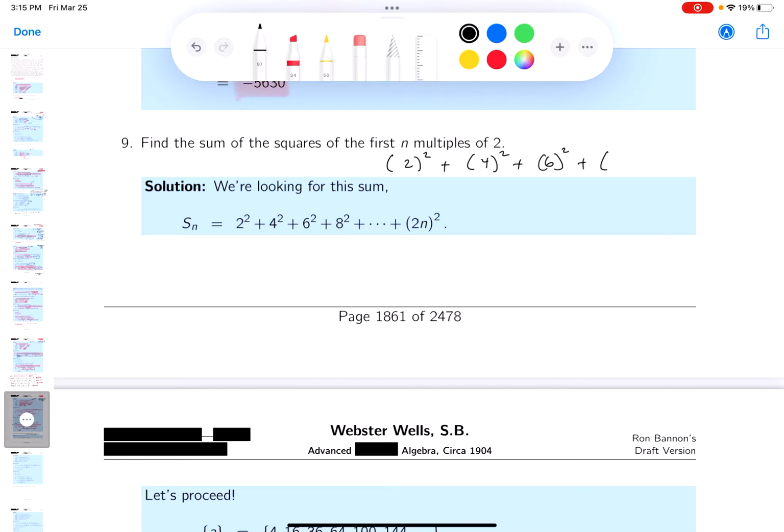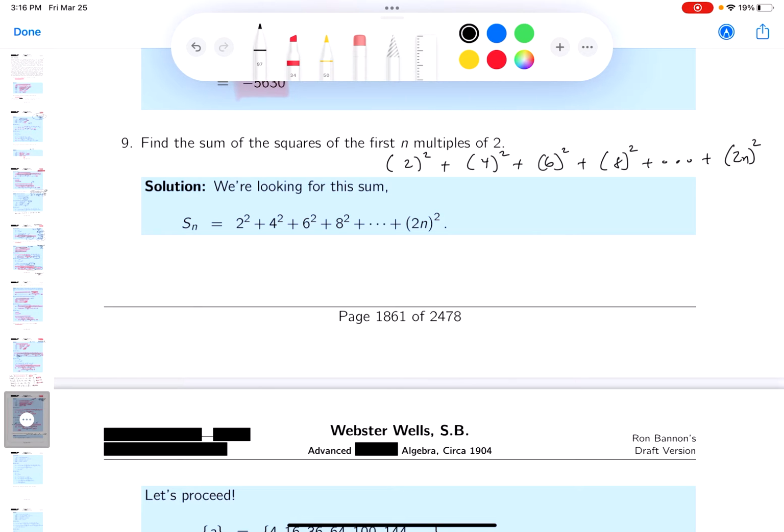Plus, well, then it would be 8 squared. I think you get the idea. And then we go yada, yada, yada. And what's the last guy going to be? They want n, so it's going to be 2n squared. All right? So I know the sequence, right? And I know the sequence of this.